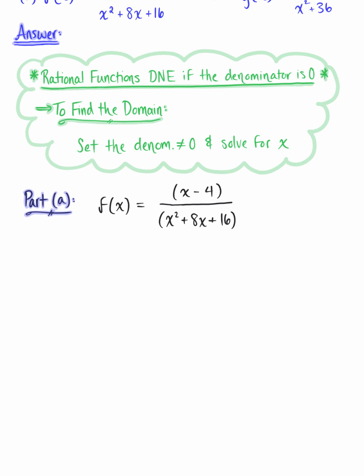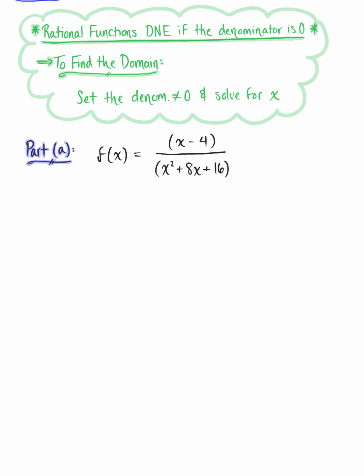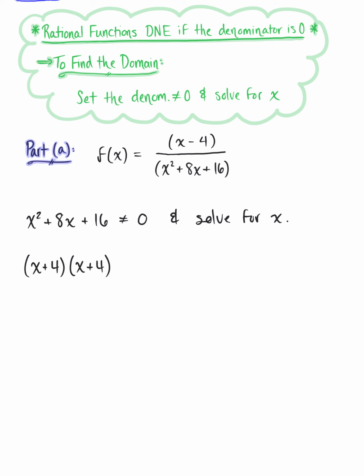So to find the domain of this rational function, we need to set our denominator, which here is x squared plus 8x plus 16, not equal to 0. And now we want to go ahead and solve for x. So to solve for x, we need to factor this quadratic expression. And we can rewrite this as x plus 4 multiplied by x plus 4 is not equal to 0. So we can now solve each one of these binomials for x.